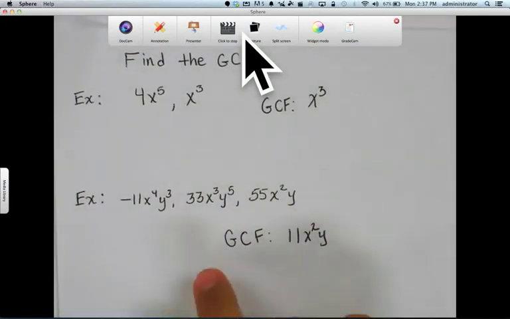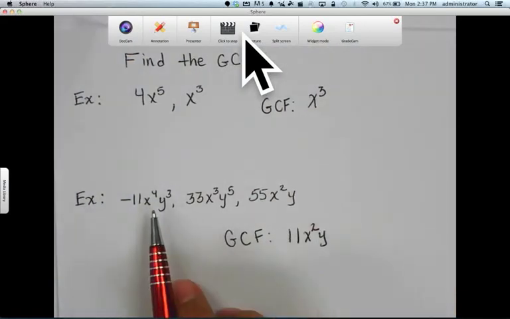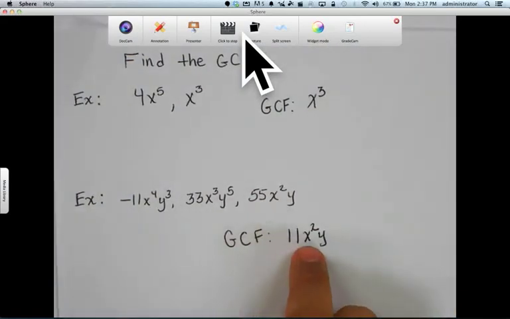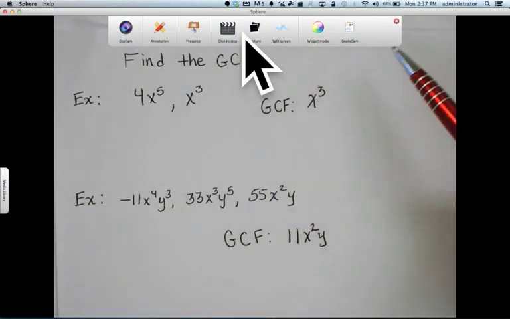So my GCF for these three sets of terms here will simply be 11x squared y. So these are two really good examples of how to find the greatest common factor.